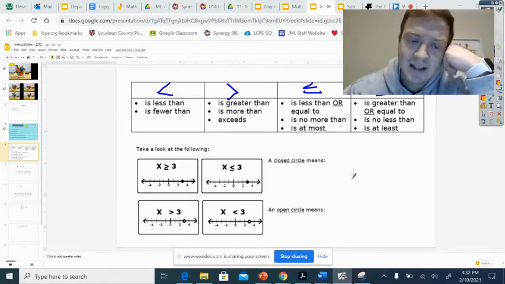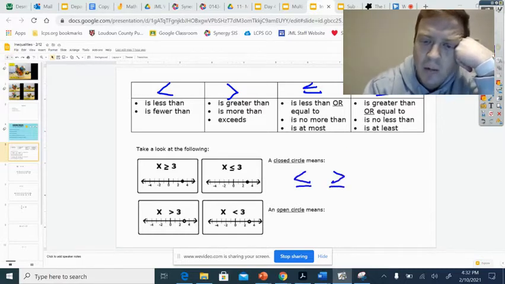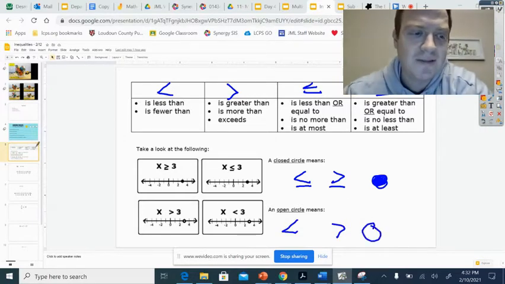Please remember on today's test, when you are asked to pick your graph, if there is a line underneath of your inequality symbol, that means you get a filled in circle. If there is no line like this one, we have less than and greater than, that gets our open circle. So please make sure you remember that.